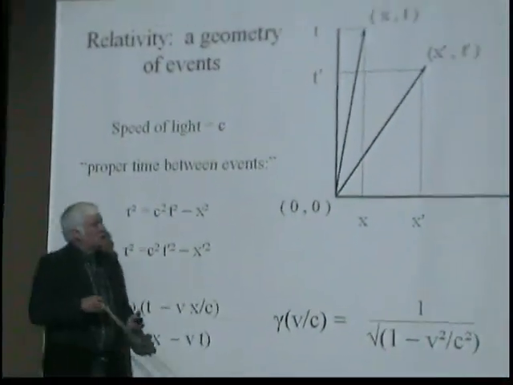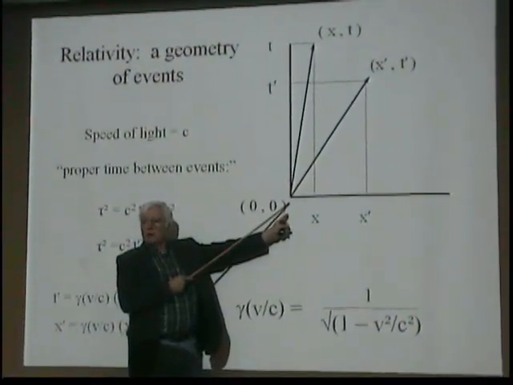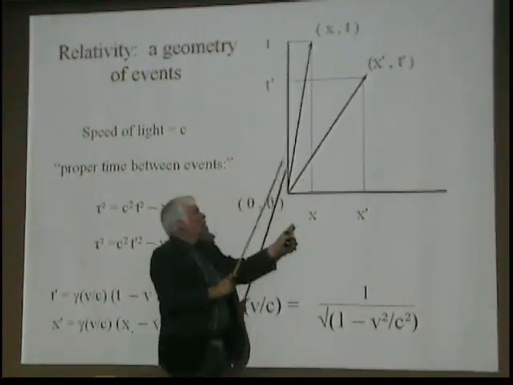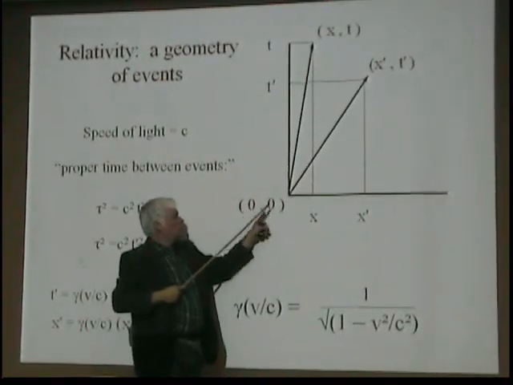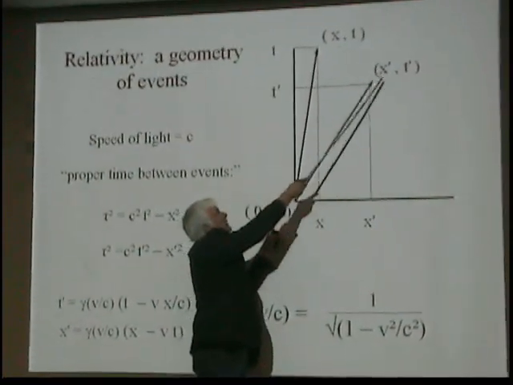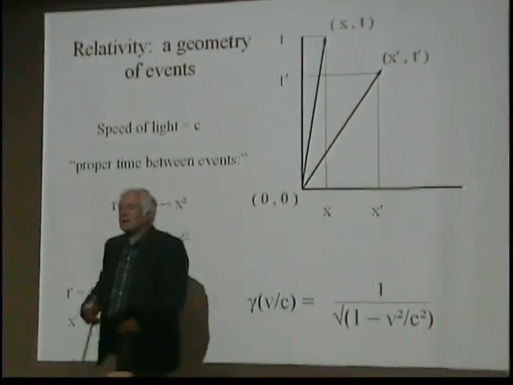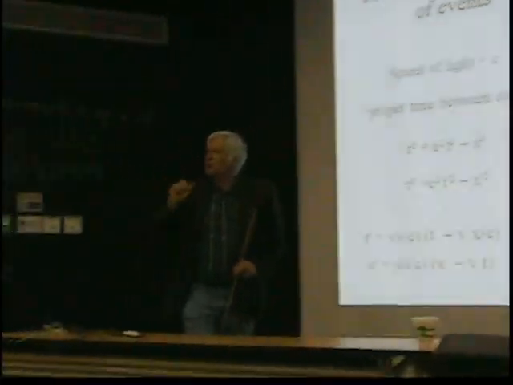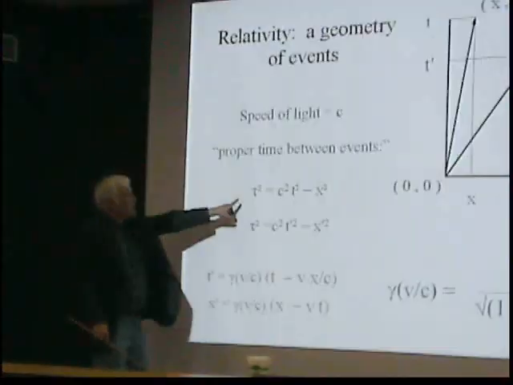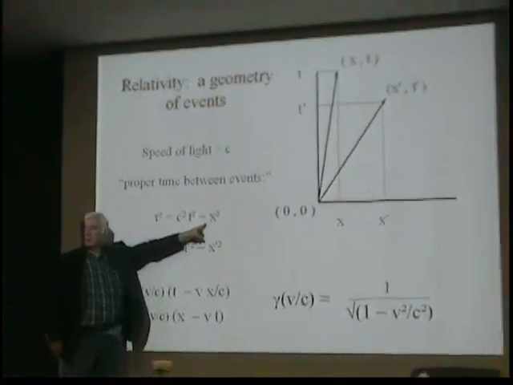If you have two events, like a photographic bulb going off, emitting light, and here's a detector, an eyeball out here. The light is emitted at x equals 0, t equals 0, and at a later time t, the light is received at a position x. Einstein said there's a distance between those two events in space-time, and he called it tau.